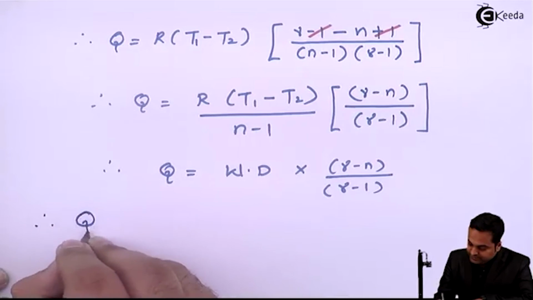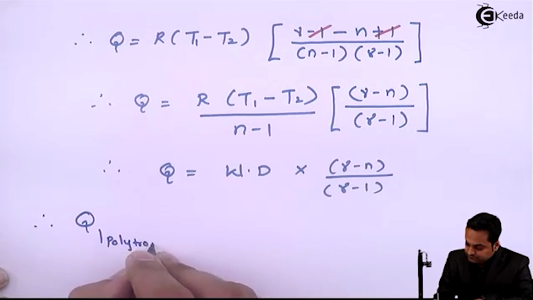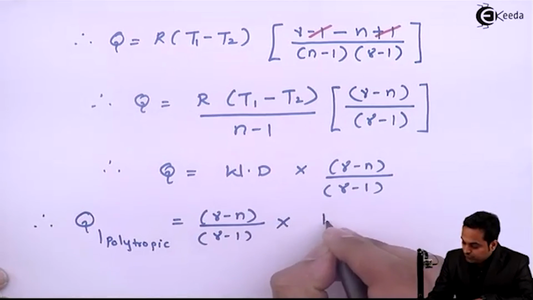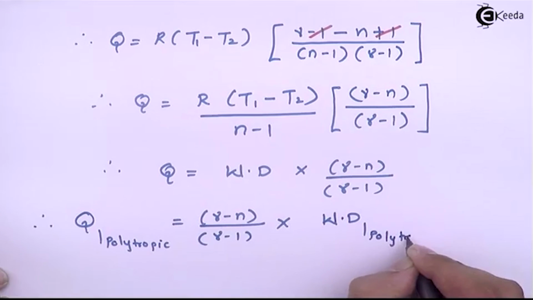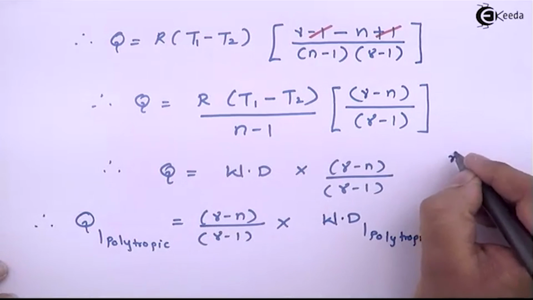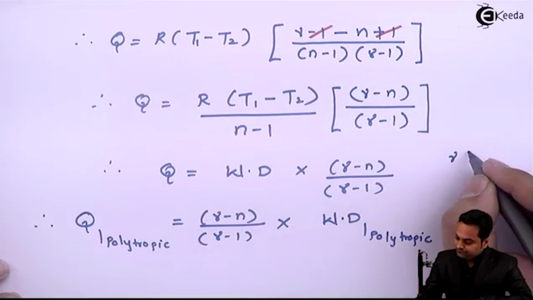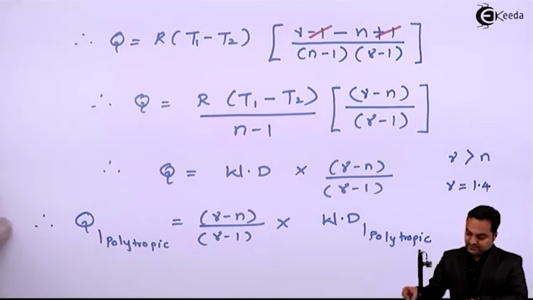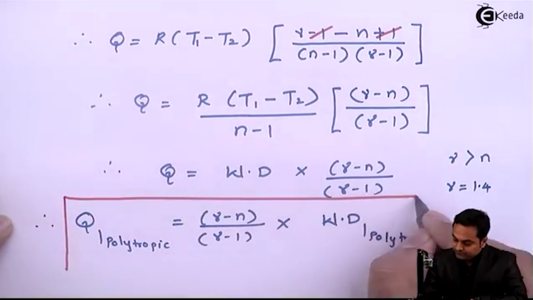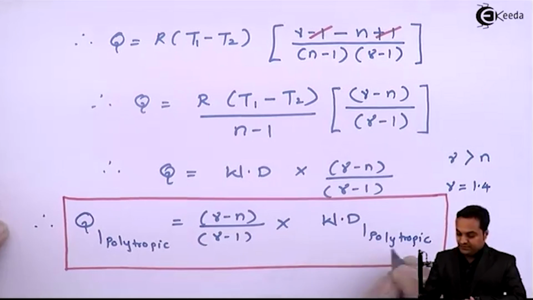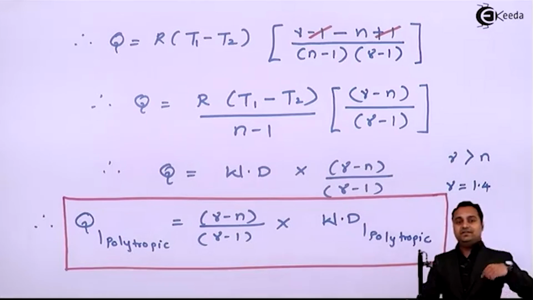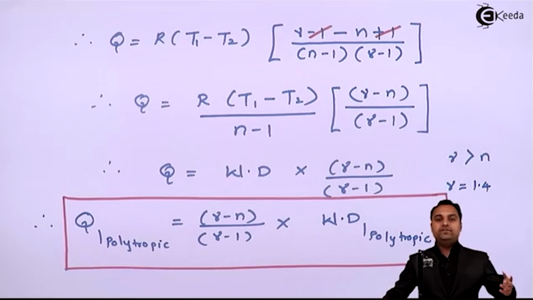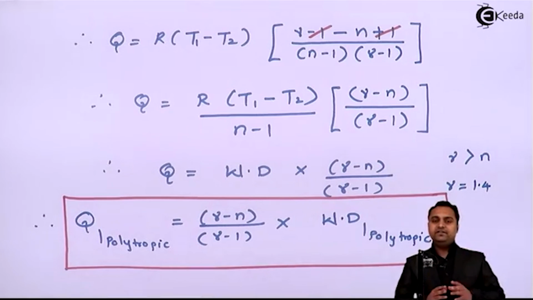So therefore the heat transfer during the polytropic process will be equal to (gamma minus n) upon (gamma minus 1) into the work done during the polytropic process. And this gamma value will be greater than n, and gamma has a value of around 1.4, so n value will be less than 1.4, and this complete equation gives the heat transfer during the polytropic process. And suppose n value is greater than 1, in that case the heat transfer which we will get will be negative, it means heat will be rejected out of the system. If this answer is positive, it means heat is added into the system.